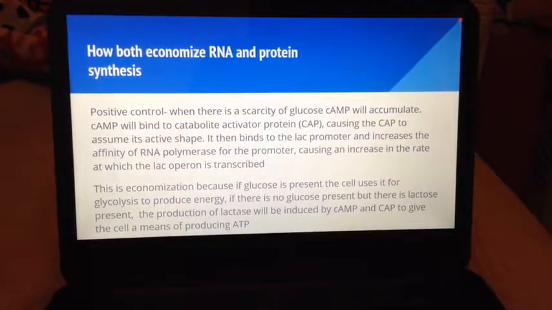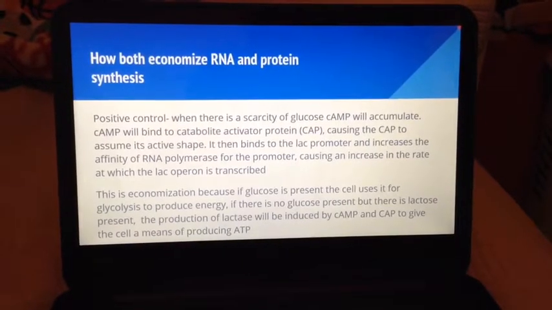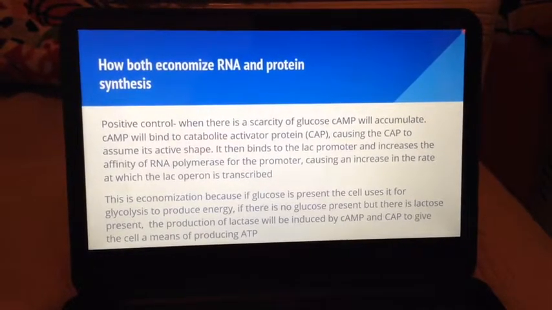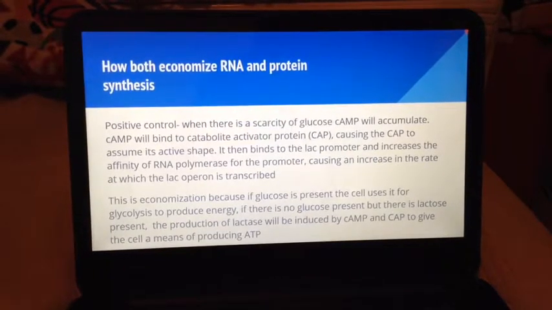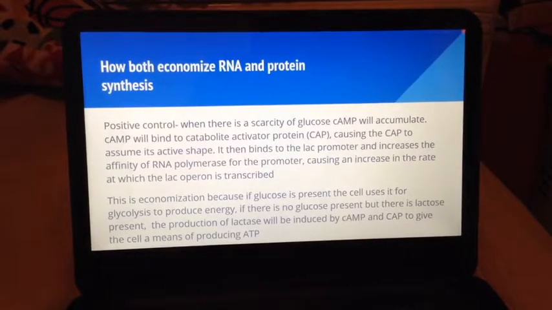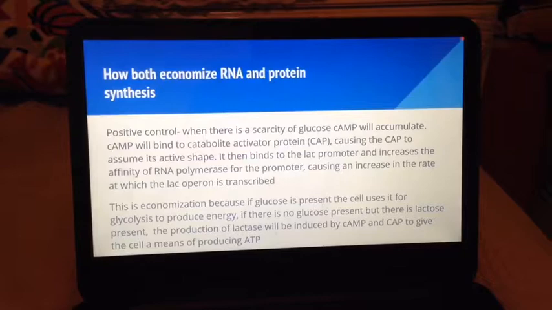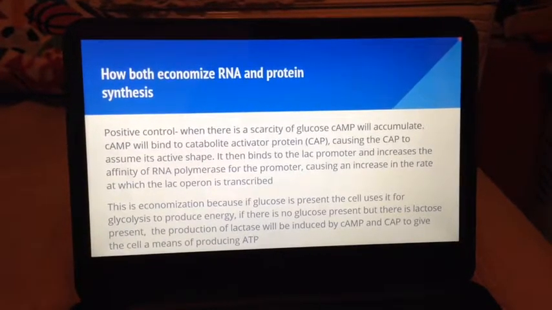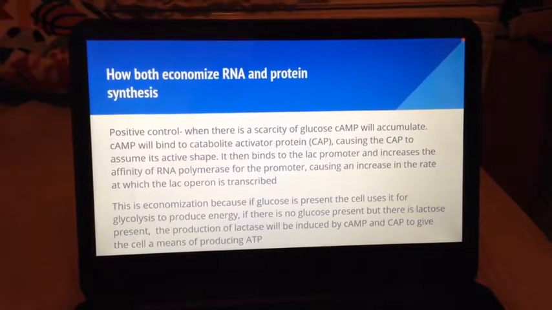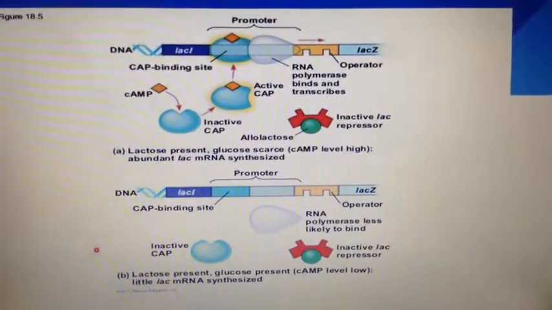This can be seen as economization of protein synthesis, because if glucose is present within the cell, it is going to want to use that glucose for glycolysis. It is much more efficient than creating enzymes and creating sugars out of lactose. But if there is no glucose present, then the cell will need a means of survival. It's going to be forced to create enzymes to break down that lactose into simple sugars to create ATP. So, if there is glucose present, the cell isn't going to waste time creating enzymes to break down lactose into simple sugars, when it can use glucose to create the ATP it needs through glycolysis.